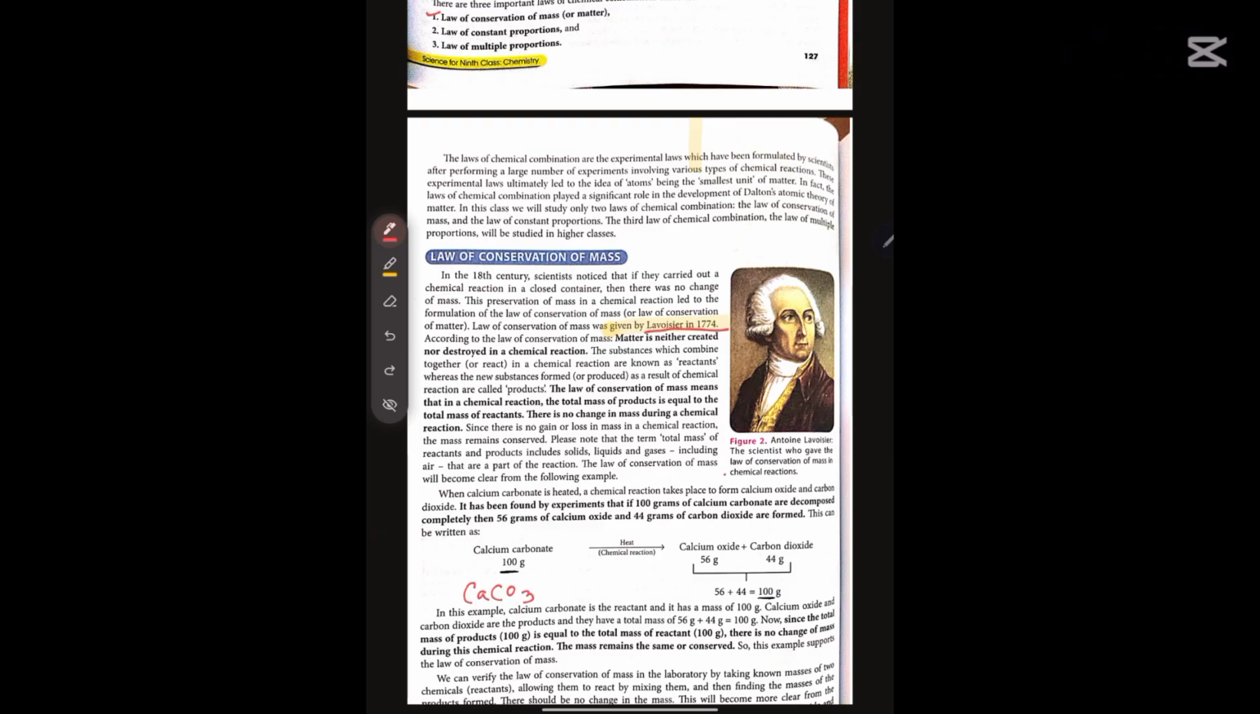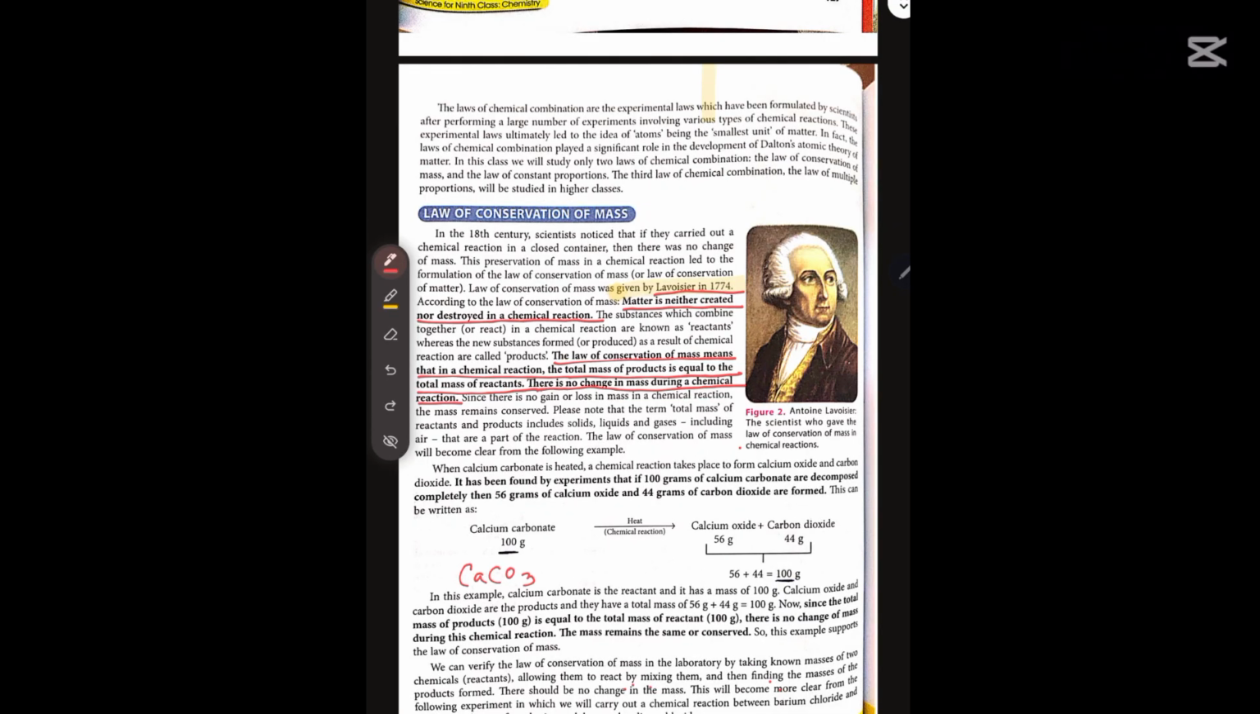So let us first see the law of conservation of mass. It was given by Lavoisier in the year 1774, and it states that matter is neither created nor destroyed in a chemical reaction. Or the law of conservation of mass means that in a chemical reaction, the total mass of products is equal to the total mass of reactants, and there is no change in mass during a chemical reaction.